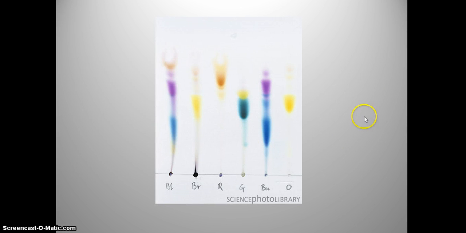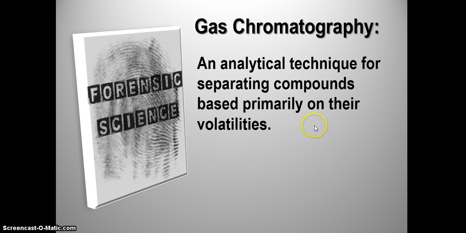Here's just an example of an ink chromatography all run on the same sheet of chromatography paper. There's a technique called gas chromatography. We don't have a gas chromatogram in the lab, but it's a technique for separating compounds based on their volatilities. And this is often used in the crime lab to test liquid samples or other chemicals in very small amounts, to break them down into their components.